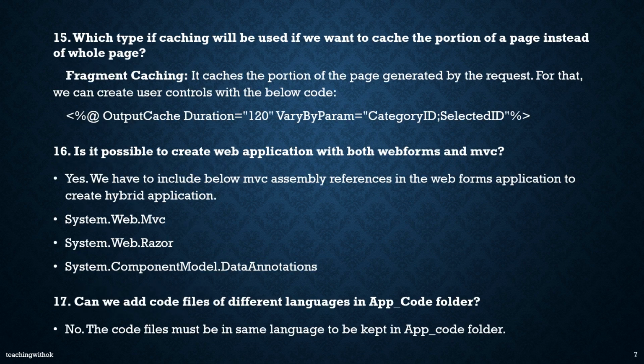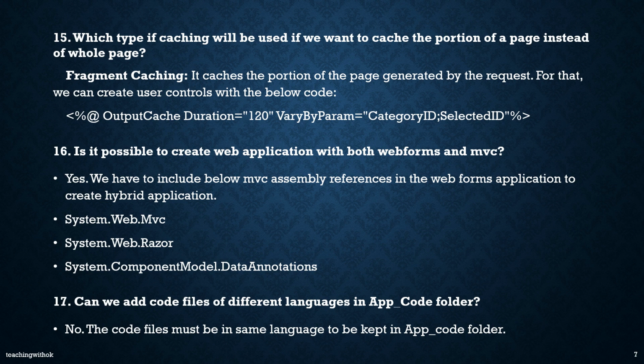Next, which type of caching will be used if you want to cache a portion of the page instead of the whole page? As we discussed in the previous slide, if you want just part of the page to be cached, then we can use fragment caching. It caches the portion of the page generated by the request. For that we can create a user control with the below code. The output cache can be created with a duration of 120 minutes, then VaryByParam uses category ID and select ID. So with that we can use fragment caching.